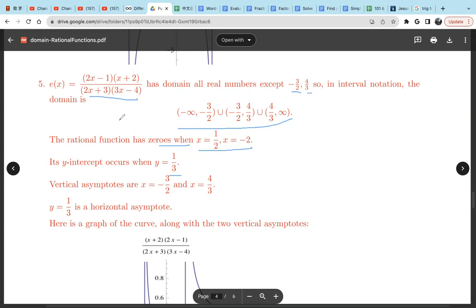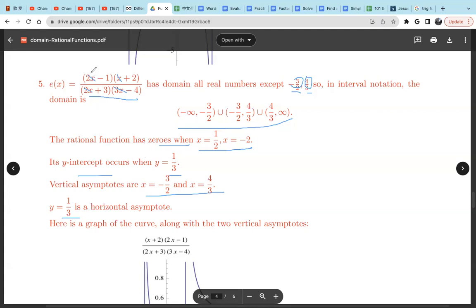Vertical asymptotes from the domain, x equals -3 over 2, x equals 4 over 3. So 2 vertical asymptotes. Oh, y-intercept comes from x being 0. X is 0, this is gone, this is gone, this is gone, this is gone. So I have -2 divided by -12, which is 2 over 6, which is 1 over 3.